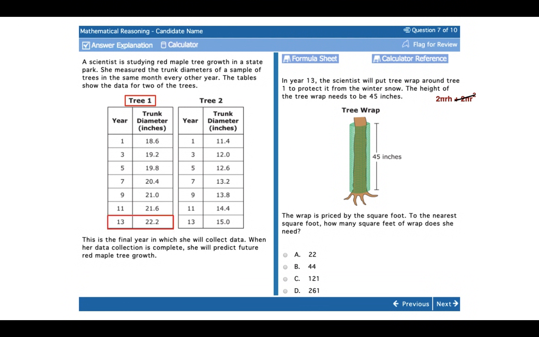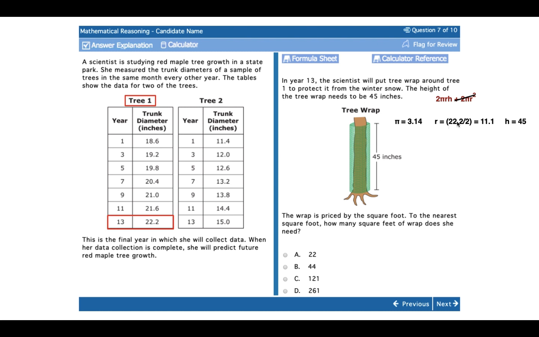We're looking at tree 1, and it tells us we're looking at year 13. So 2 pi r h. Well, they don't give us r. They ask for the radius, but they give us the diameter. And you need to know that the diameter is twice the radius. The radius is half of a diameter. So we know that pi is equal to 3.14. Actually, maybe you don't know that, but know that. That's something that will help you with your calculator.